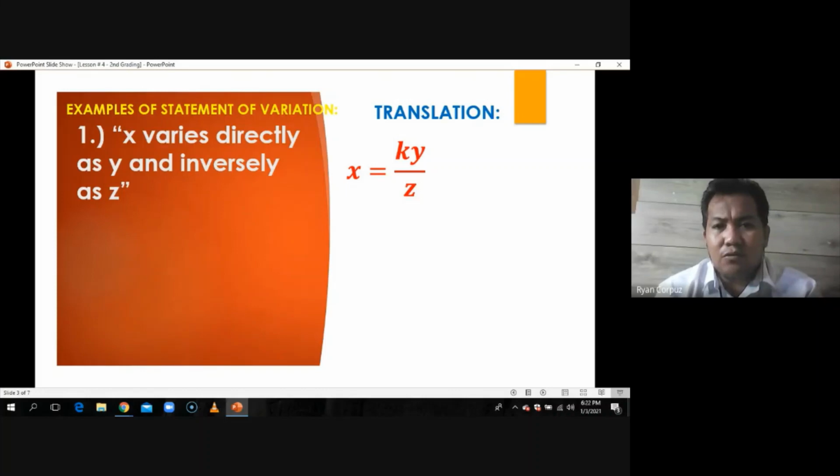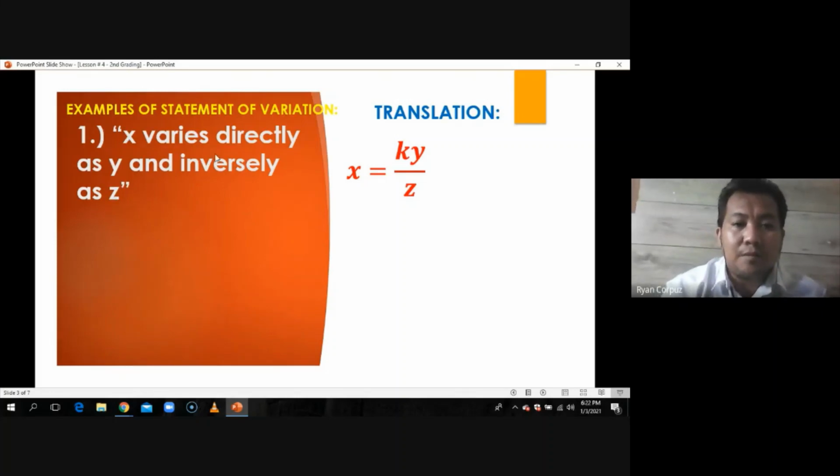Paano naman yung translation niya in terms of K? So madali lang yun. Yung K natin, etong dalawang nasa left side na variable, or sa madaling salita, yung first quantity involved and the last quantity are to be multiplied.